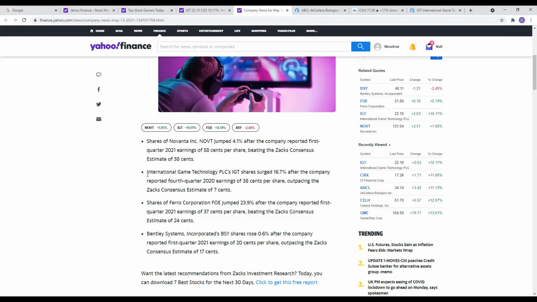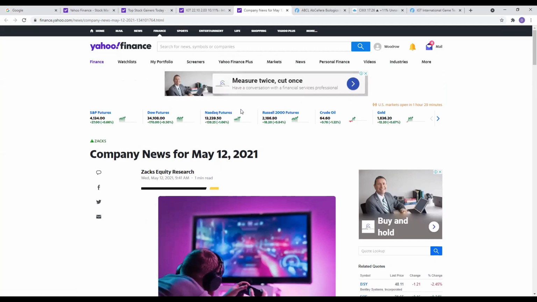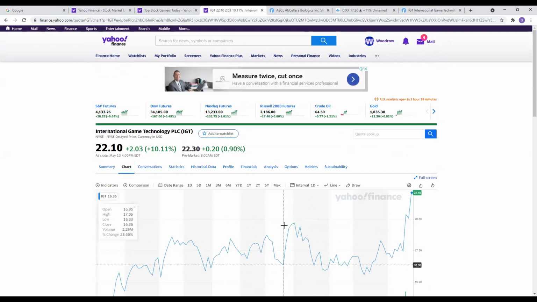Okay, so International Game Technology, IGT, shares surged 16% after the company reported fourth quarter 2020 earnings of 38 cents per share, outpacing the Zacks consensus estimate of 7 cents. So the company performed better than expected. If you look at this information, there was news why the company price should go up. The company was profitable. Let's look at the charts. This was resistance here. The price of the stock broke resistance.